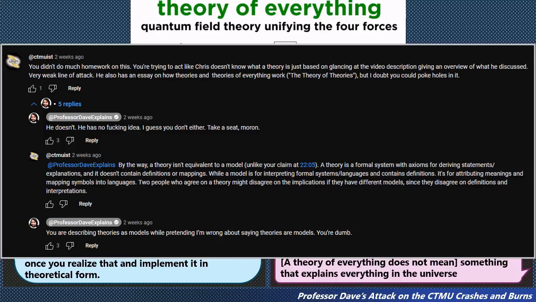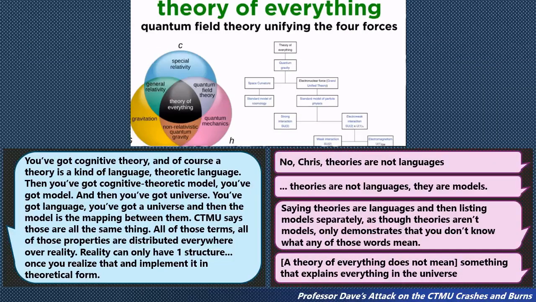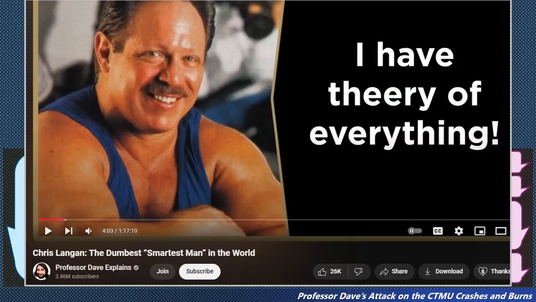It's astonishing that someone who promotes himself as a professor and an explainer of scientific concepts couldn't do the very basic amount of research required to learn what theories and models are before going on to publicly state that theories are models. He's really not in any position to be mocking Chris Langan's understanding of theories by attributing false quotes with the word theory misspelled in them to Chris.